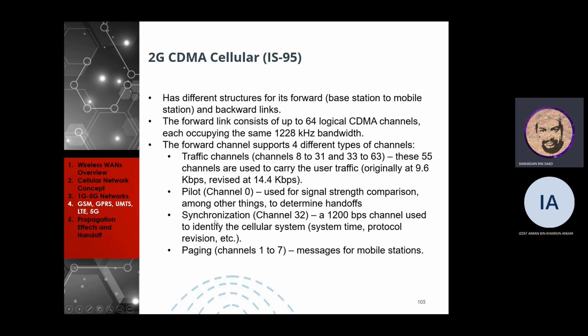Kelas 4. Okay, synchronization on channel 32. Dia berhentikan sampai 31 kan. Tengah-tengah 32 adalah for synchronization. So, a 1200 bit per second channel used to identify the cellular system, or system time, protocol revision, etc.